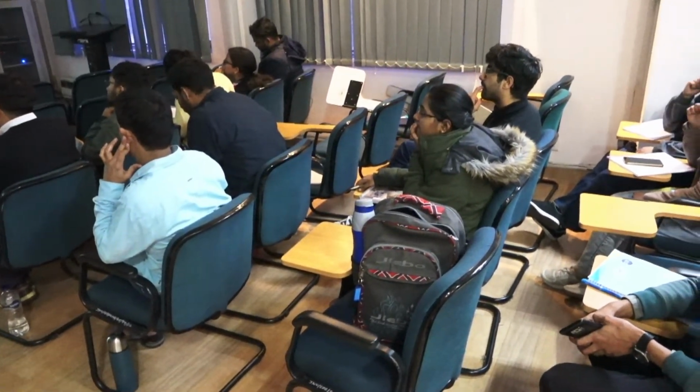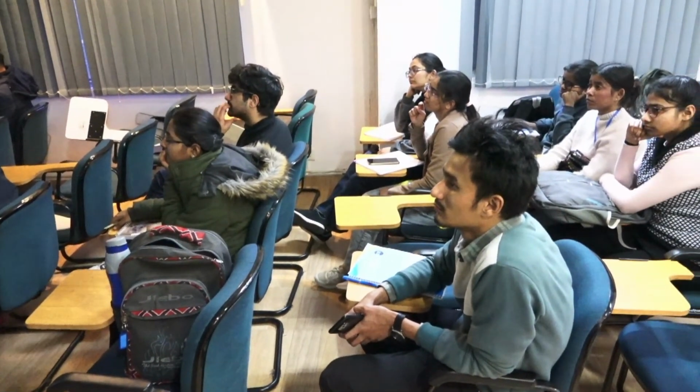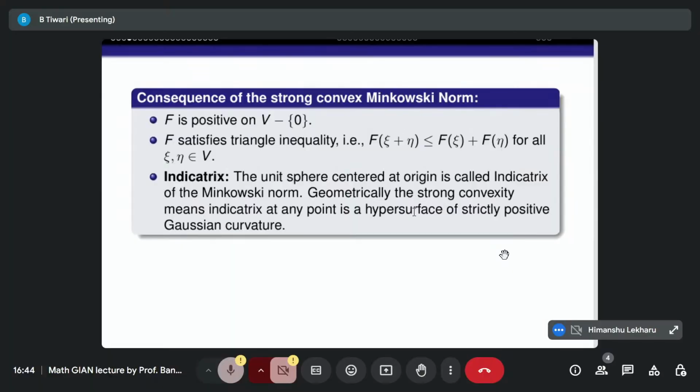Now, here is a notion of indicatrix. It's actually a kind of unit sphere for the given norm. In Finsler geometry, it's well known as the indicatrix. So, the unit sphere centered at origin is called the indicatrix. It's very important for our purpose. Geometrically, strong convexity means that this indicatrix is a hypersurface of strictly positive Gaussian curvature, right? So this strong convexity implies that, as a hypersurface, the indicatrix has strictly positive Gaussian curvature.